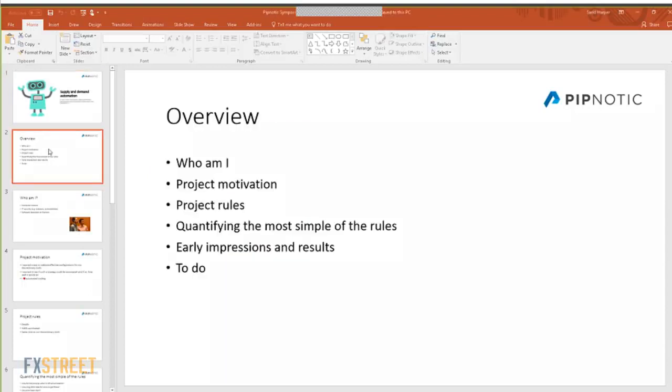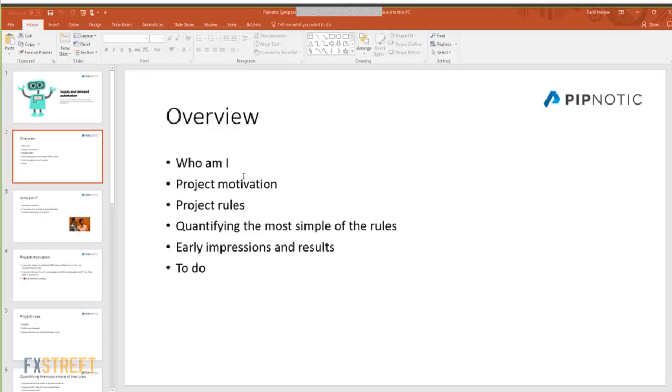So an overview, quickly, very briefly: who I am, my motivation for the project. Then we're going to talk about the rules, some of the things that the project had to enforce to be valid for me. Then we're going to be looking at quantifying the most simple rules, because the supply and demand method that we use at Pipnotic is not complicated, but there are a series of qualification rules that we have, and so I just wanted to focus on the most simple. The reason I did this is ultimately to make it easy to program.